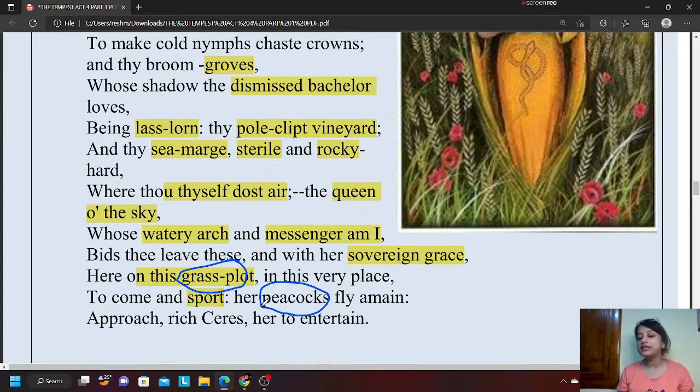Transport. What is it? It is peacocks. It is the chariot drawn by peacocks. So see, she's already coming. So you need to come now. Approach rich Ceres, her to entertain. So you will come for her. Please come over here. So what are the important parts over here?